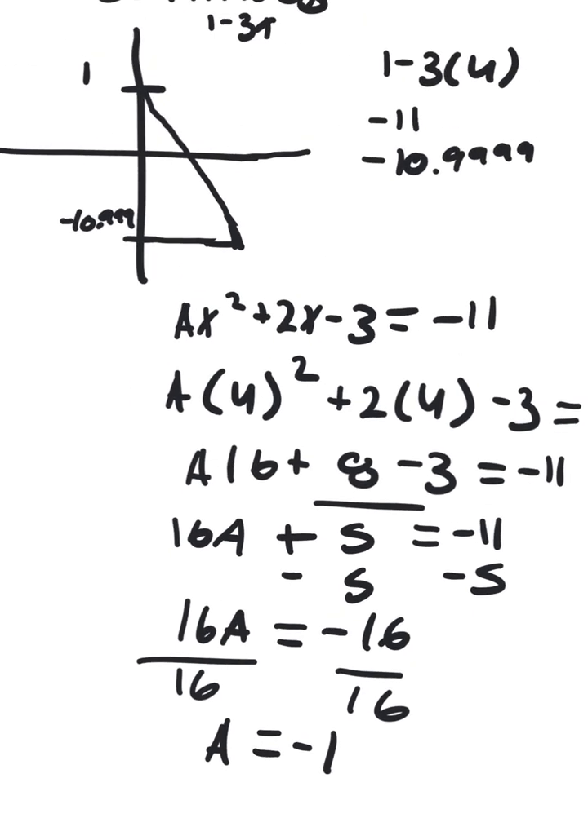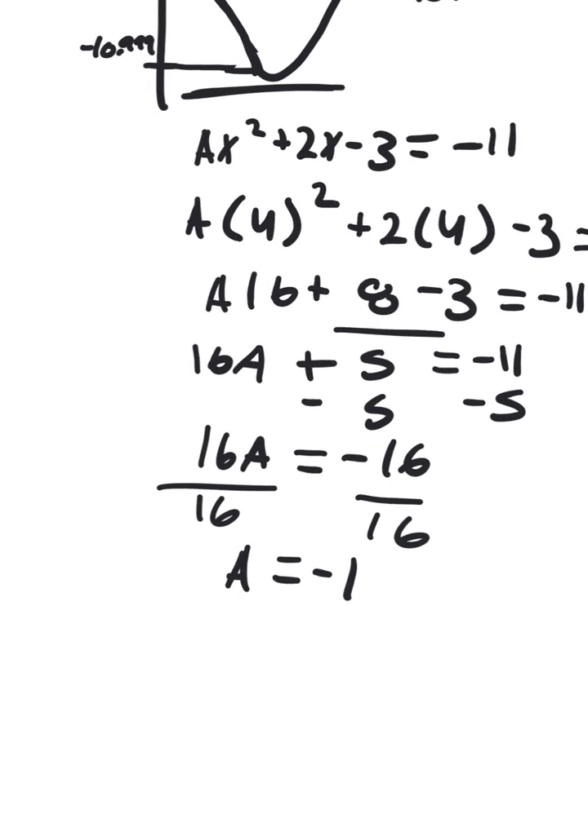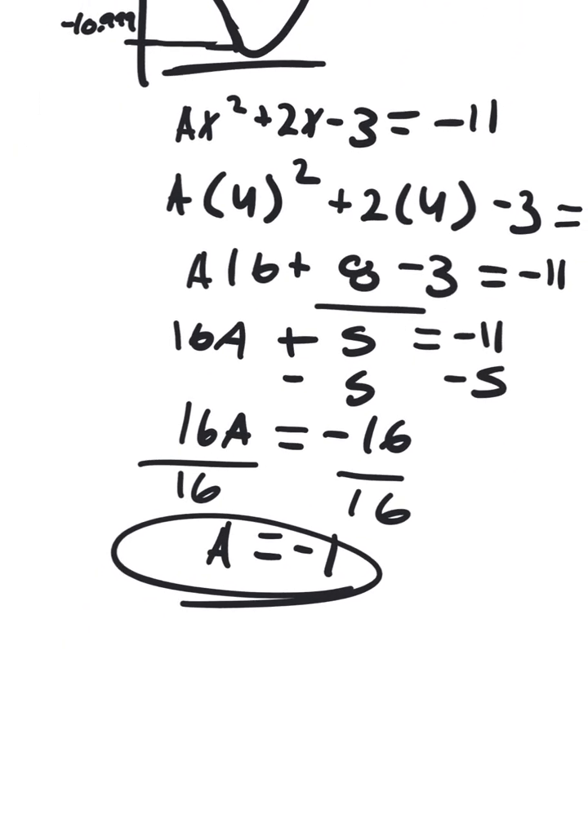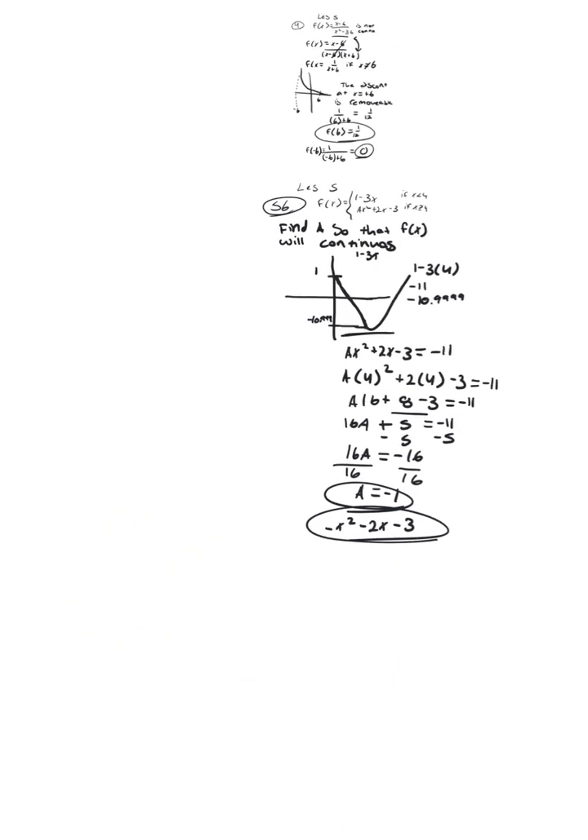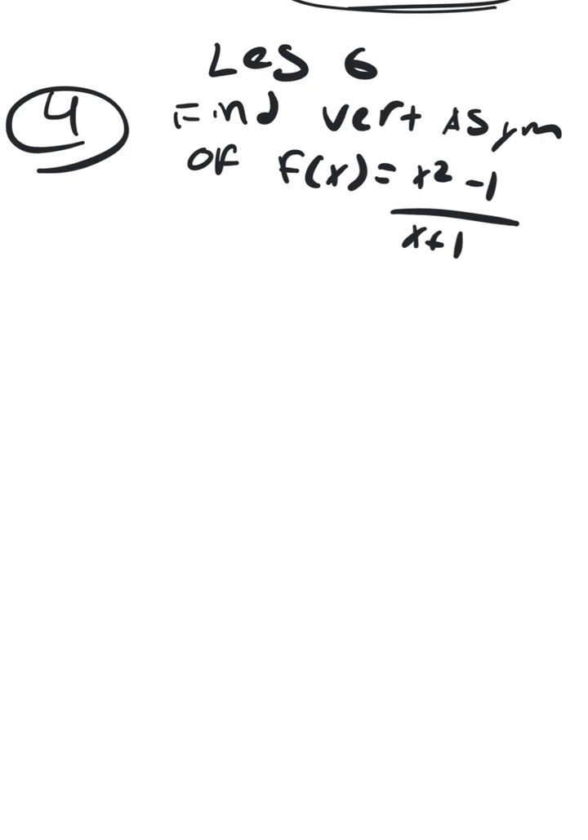So, in order to make this continuous here, a has to equal negative 1. So, we plug in negative 1 to the equation. We're left with negative x squared plus 2x minus 3. That is the solution. Let's go on to solve the next equation now.